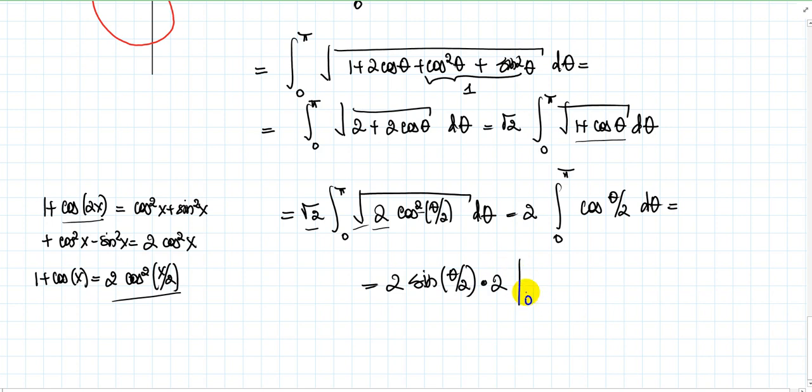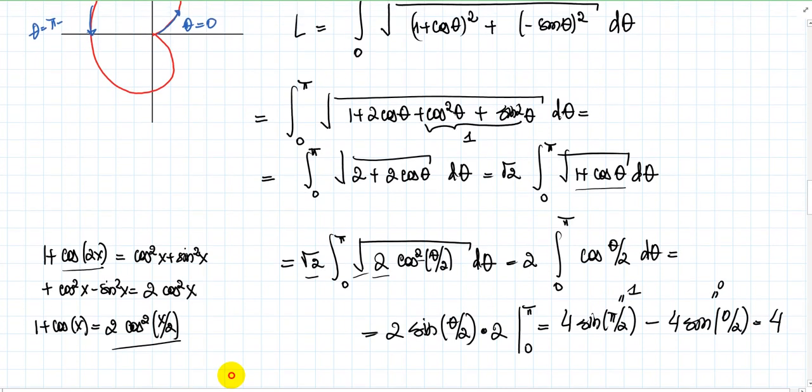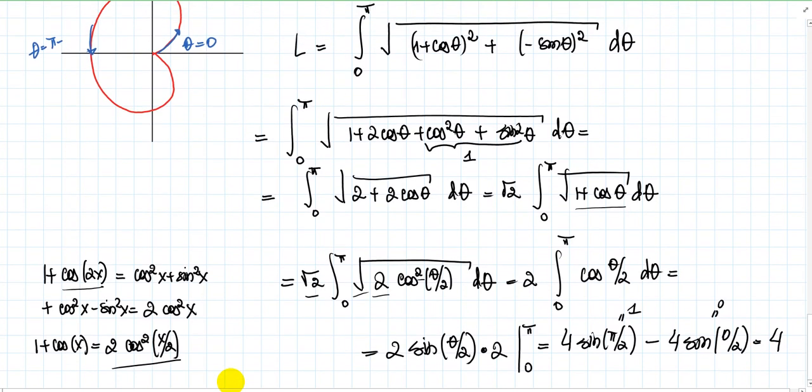Okay, so this is going to be the integration from 0 to pi. So let's put the pi, it's going to be 4 sine of pi over 2, right? Because I need to substitute the theta with the pi, right? Minus 4 sine of 0 over 2, right? The second term is 0 because sine of 0 is 0. And the first term here, what is the sine of pi over 2? It is 1. So this is going to be 4. Okay? The arc length of the half cardioid is equal to 4.